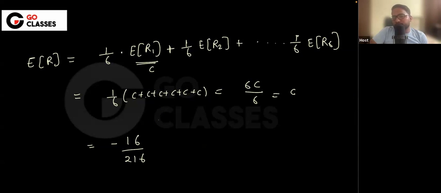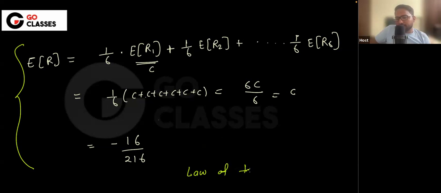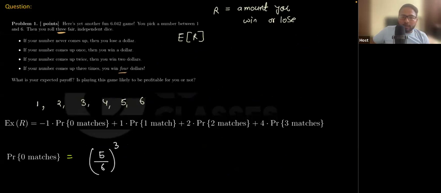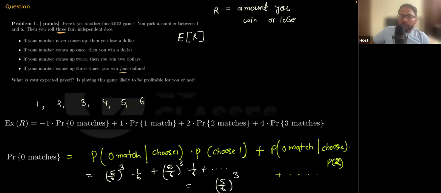So you might have noticed one thing. What kind of formula have we used here? This is called law of total expectation, right? Now, here, what we could have done, instead of what I did here, I locked one, and then I said, okay, now let's just find out the expectation.